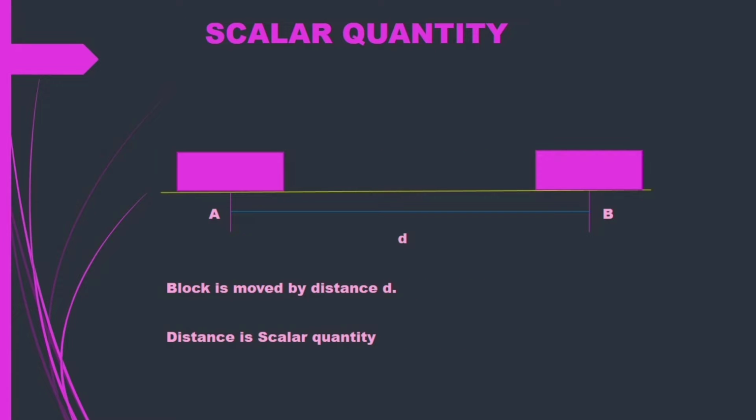So when we just know the movement of an object from one position to another and we know only the magnitude, then it is scalar quantity. We do not know the direction of movement. This movement of object from one position to another is called the distance. So this block has moved a distance of 10 meters. We do not know whether it is moved in right or left, up or down.